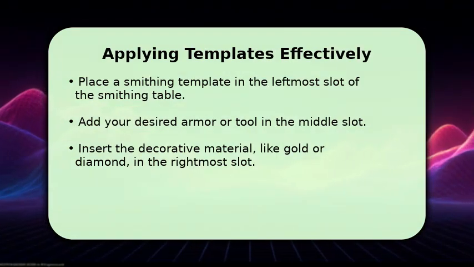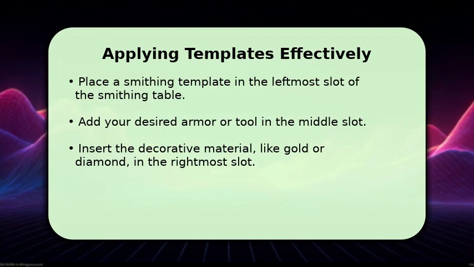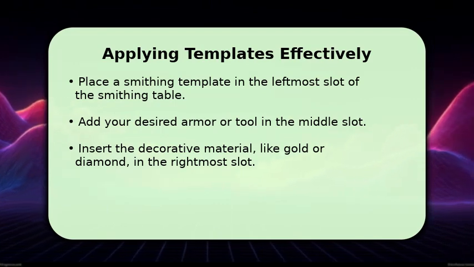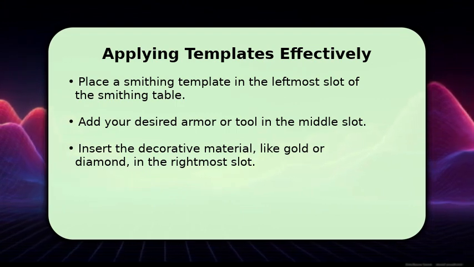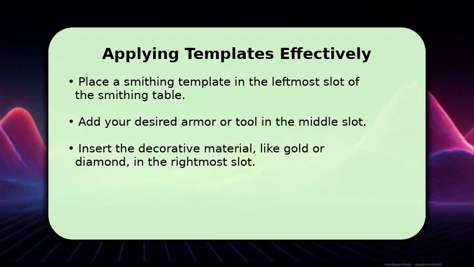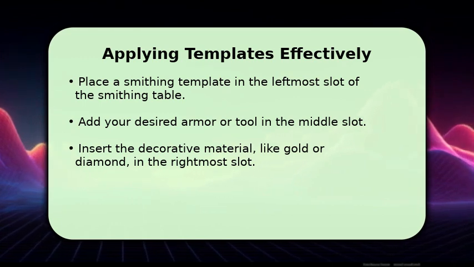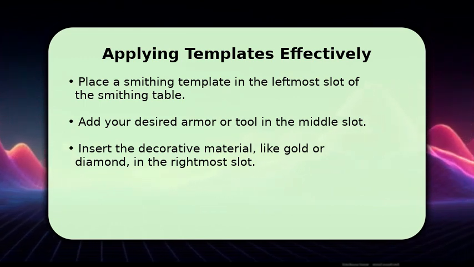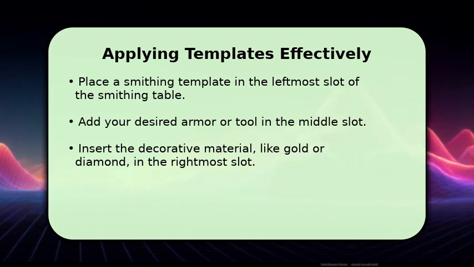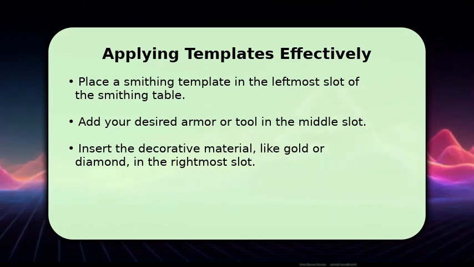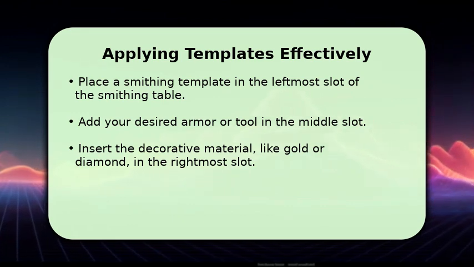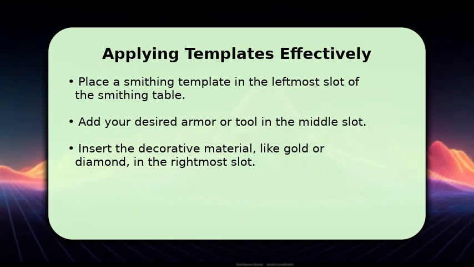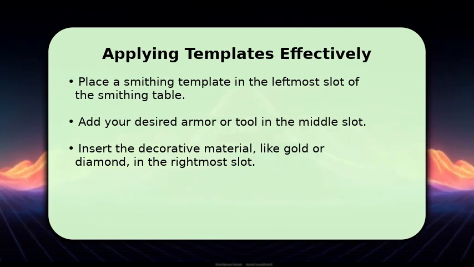Using the smithing table is straightforward. First, place your smithing template into the leftmost slot. This tells the table which pattern you want to apply. Next, put the armor piece or tool you wish to customize into the middle slot. Finally, in the rightmost slot, add your chosen decorative material, such as gold ingots, diamonds, or emeralds. The resulting item will appear in the output slot, showcasing your newly trimmed gear. It's a simple 3-step process.